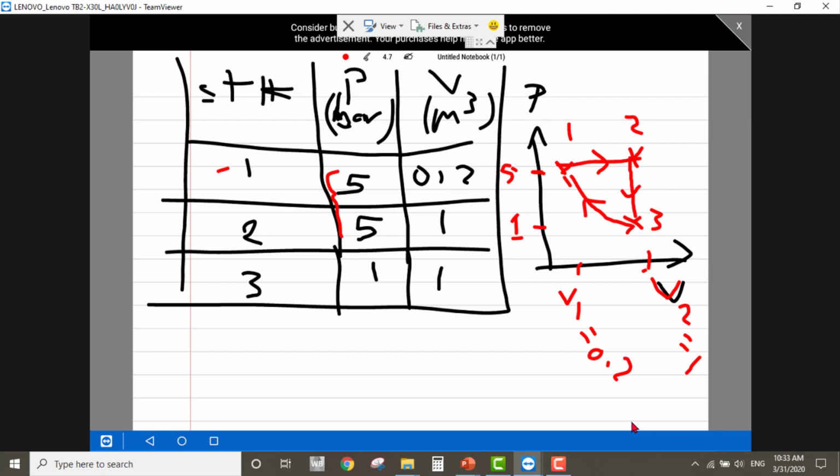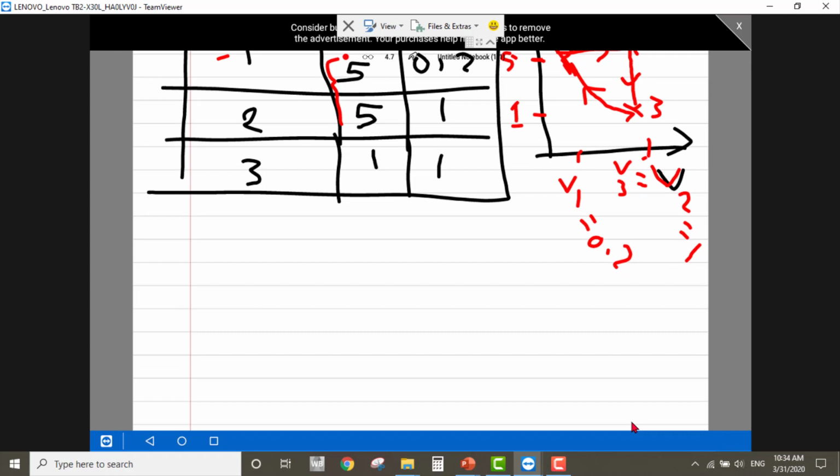So this is isothermal process, and it is compression. Why compression? Because we are going from V3 to V1. Like this, we draw the PV diagram. This is part A.